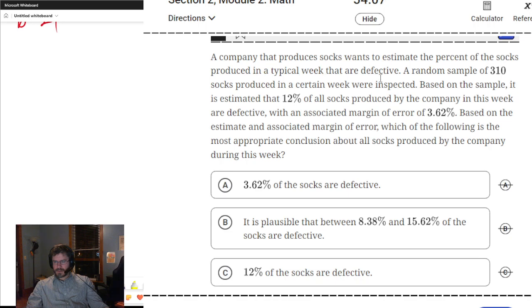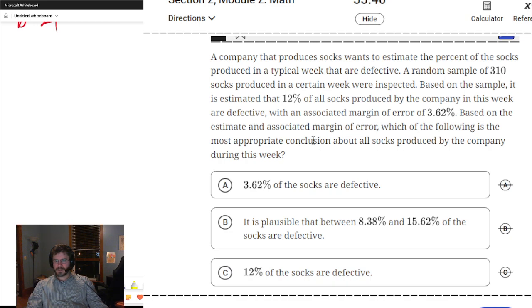Stocks are defective. A random sample of 310 produced in a certain week are inspected. Based on the sample, 12% of all stocks in this week are defective. That's a lot, with an associated margin of error of 3.62. So anywhere from as low as 8 point something up to 15.62 is going to be defective, based on the estimate of the margin of error.